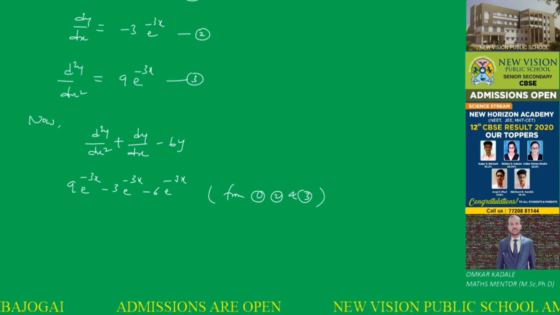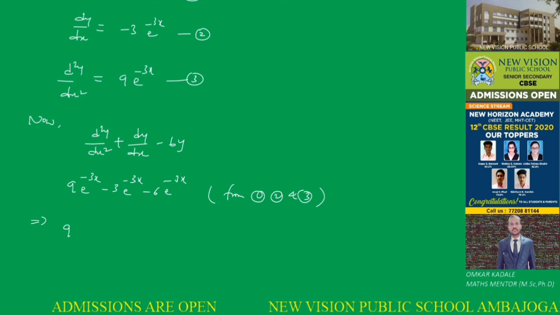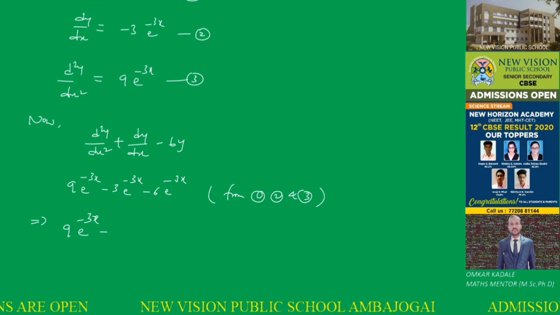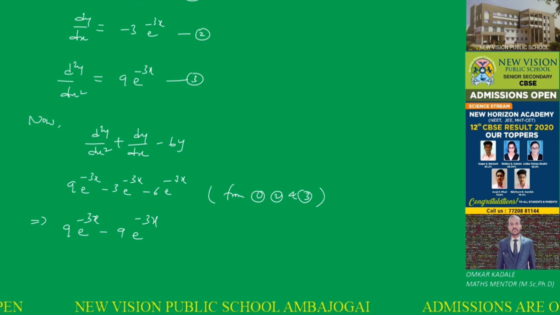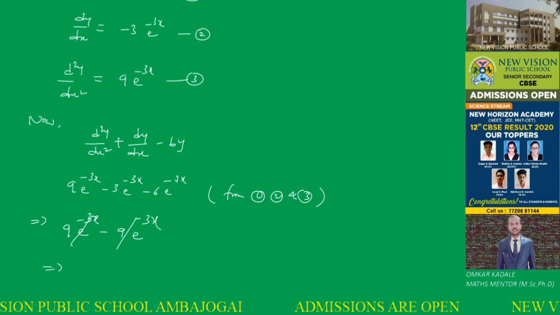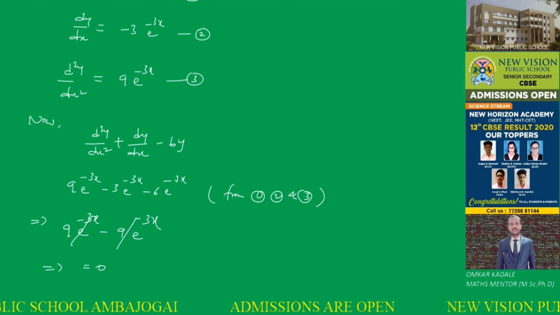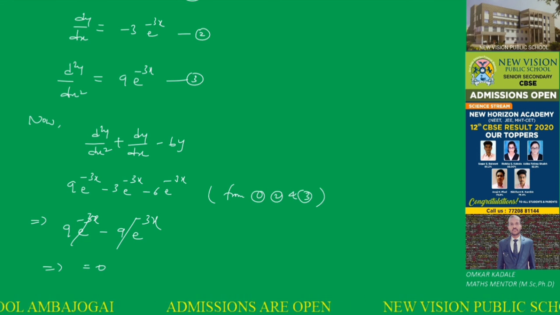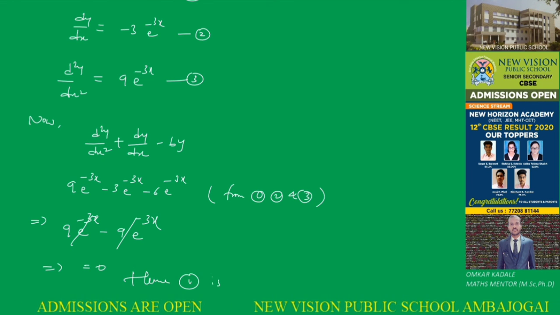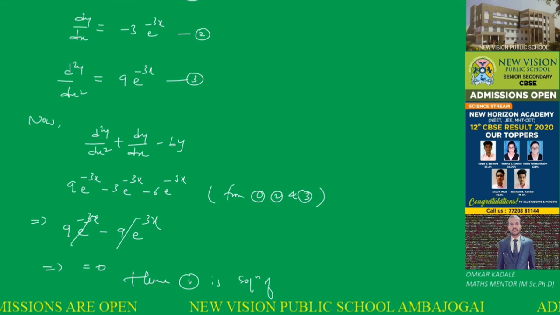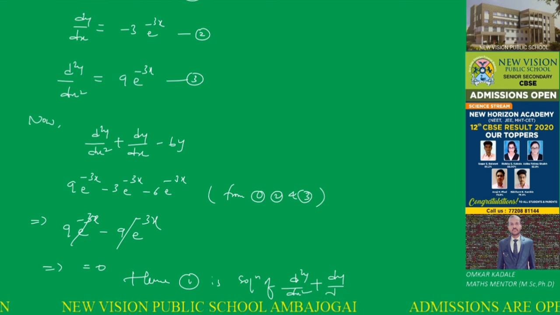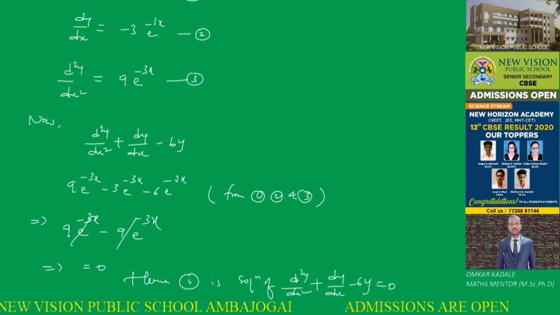Now simply here 9 e to the power of minus 3x, here minus 3 minus 6, it is minus 9 e to the power of minus 3x. Therefore plus minus gets cancelled, which implies which is equal to what? 0 only. So hence equation 1 is a solution of d2y upon dx square plus dy by dx minus 6y equals to 0.